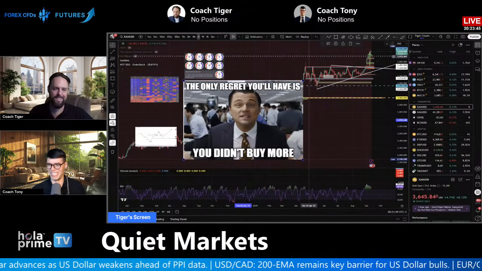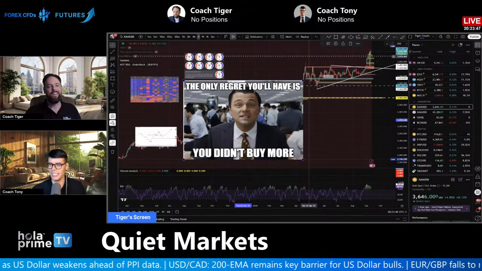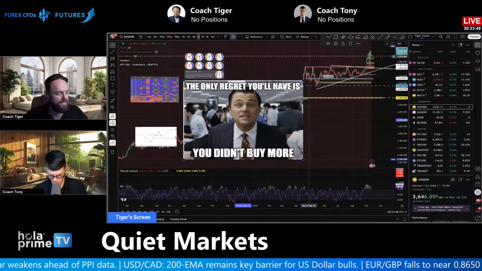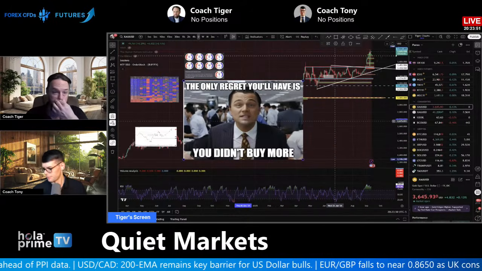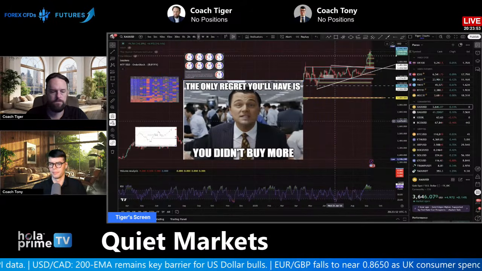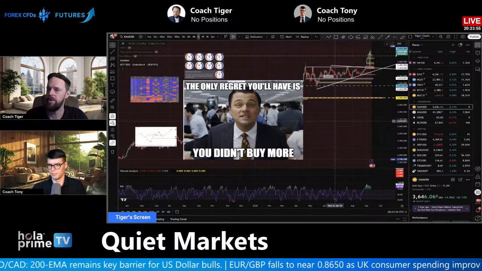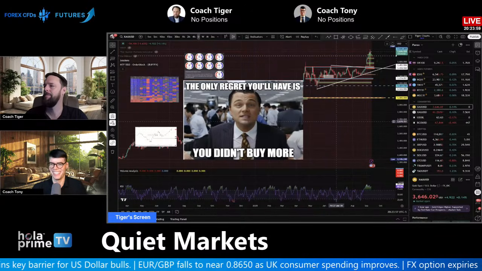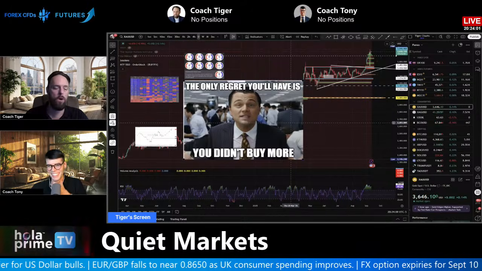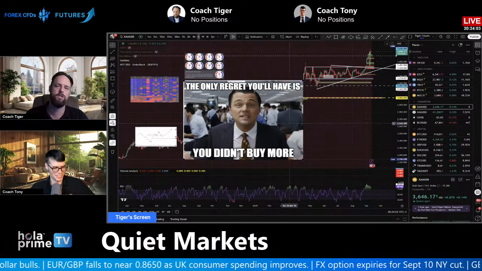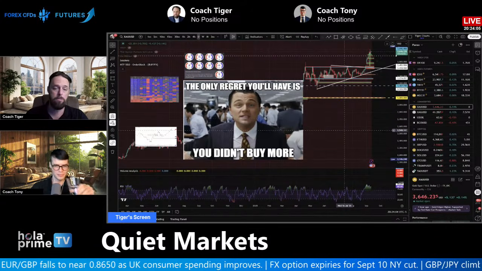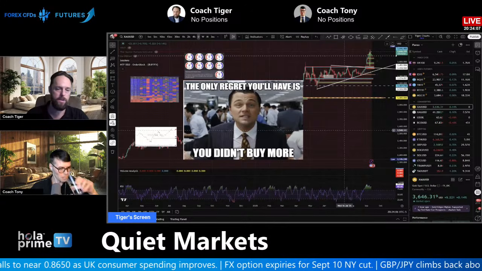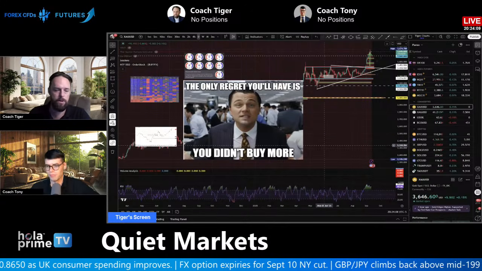Yep. I was going to say, in that type of move, how much do you make in a trade like that with one lot? To be honest, I don't know. I don't think I've ever traded a full lot. I usually don't know the calculations because I put in how much I'm willing to lose, and then it calculates it for me.